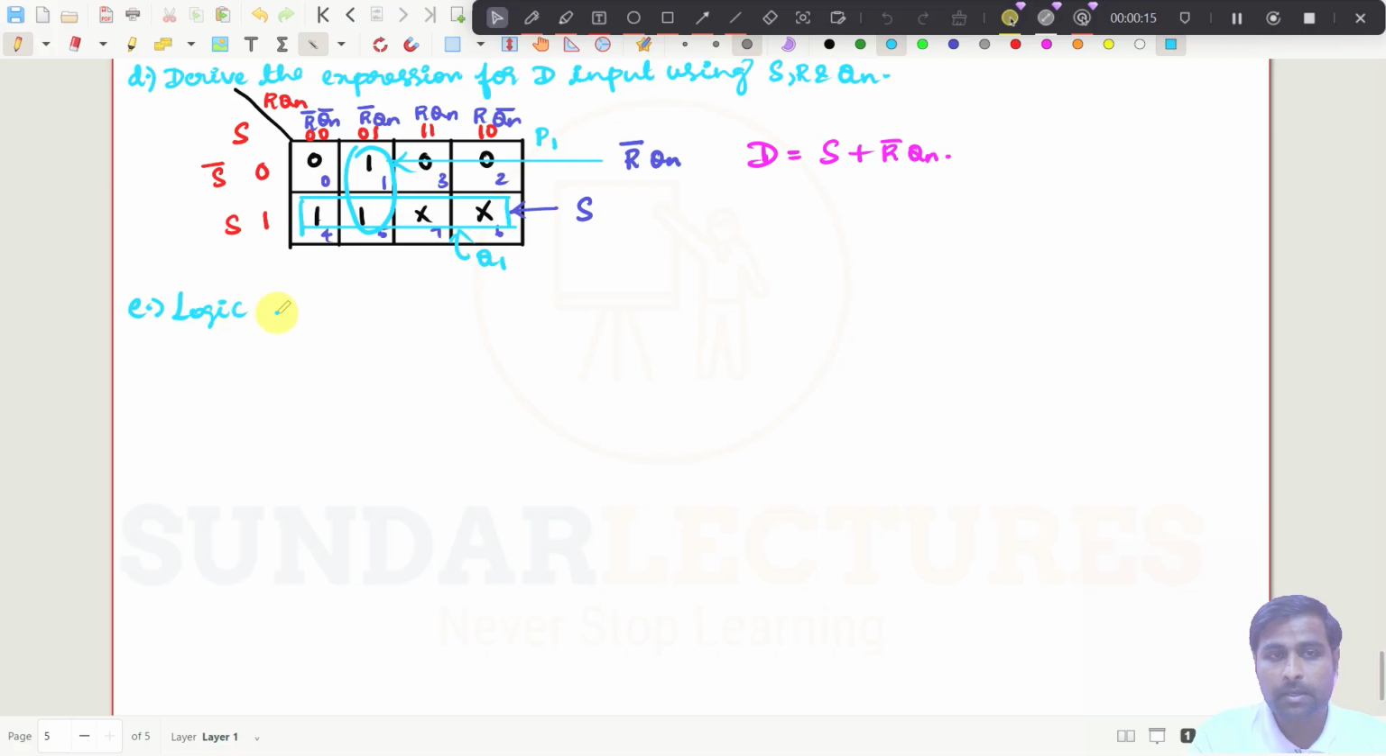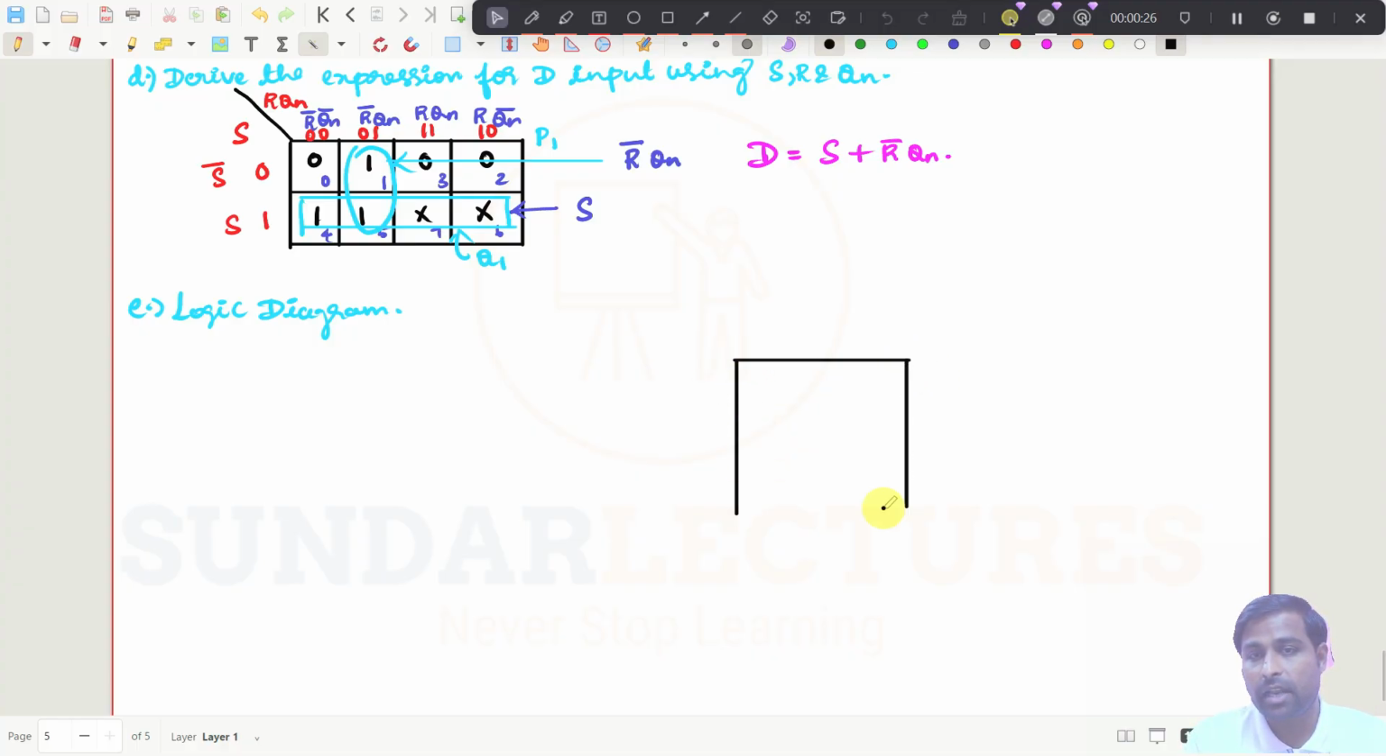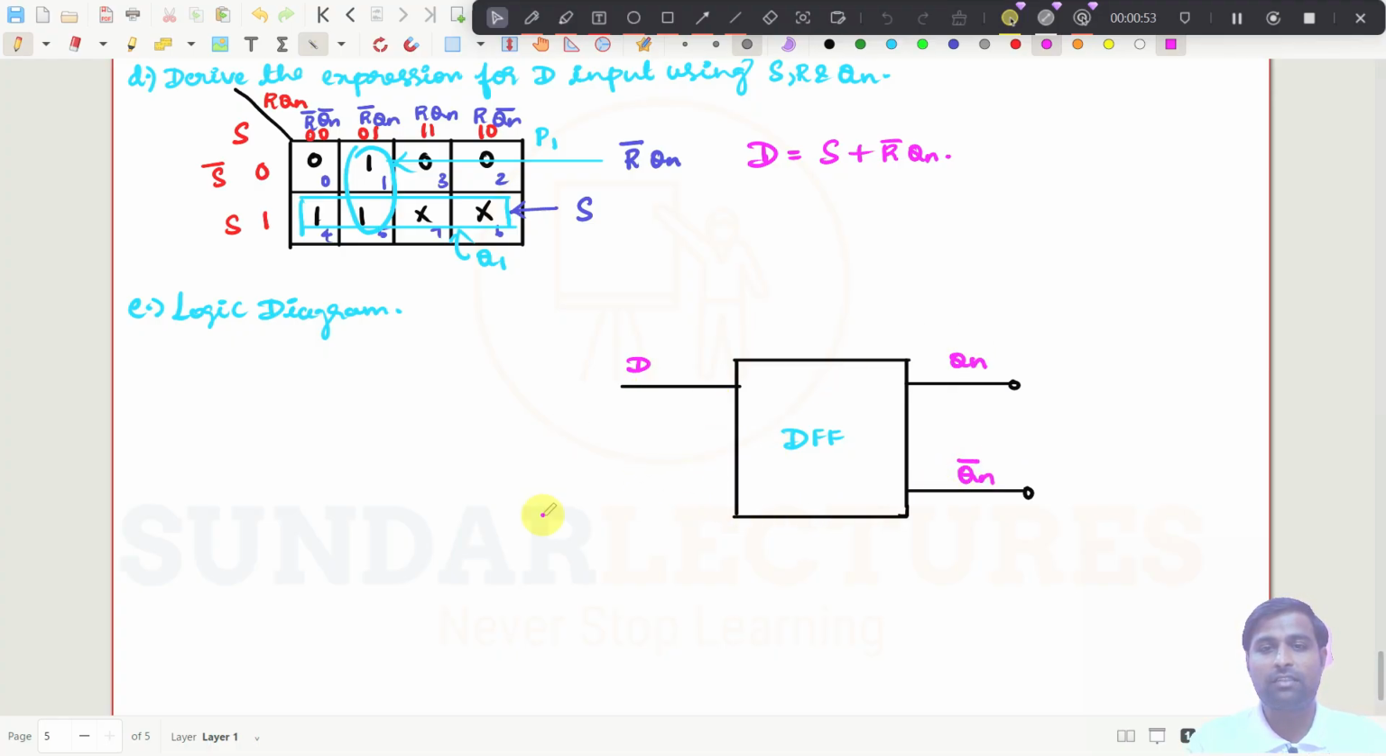Right? So in the logic diagram, the point is, what is the flip-flop you are having with you now? What is the flip-flop you are having? Tell me that. It is a D flip-flop, right? So you have a D flip-flop with you. That means one input should be D. That means this input should be D. And you have Qn. That means this is D and this is Qn and this is Qn bar. So this is the flip-flop you are having.